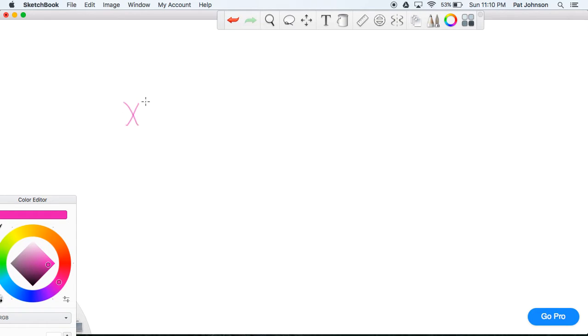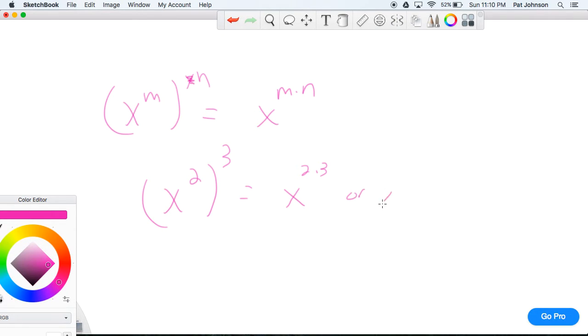Power rules: when you have an exponent raised to an exponent, it simply says x to the m, raised to the n power. We simply take and multiply the exponents. So if I have x squared raised to the 3rd power, it's x to the 2 times 3, or x to the 6.